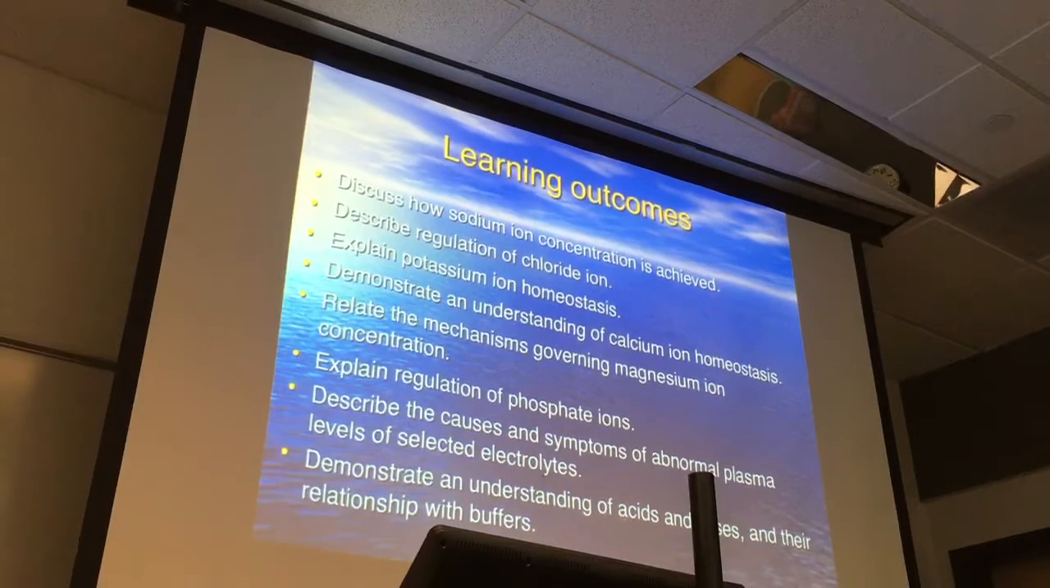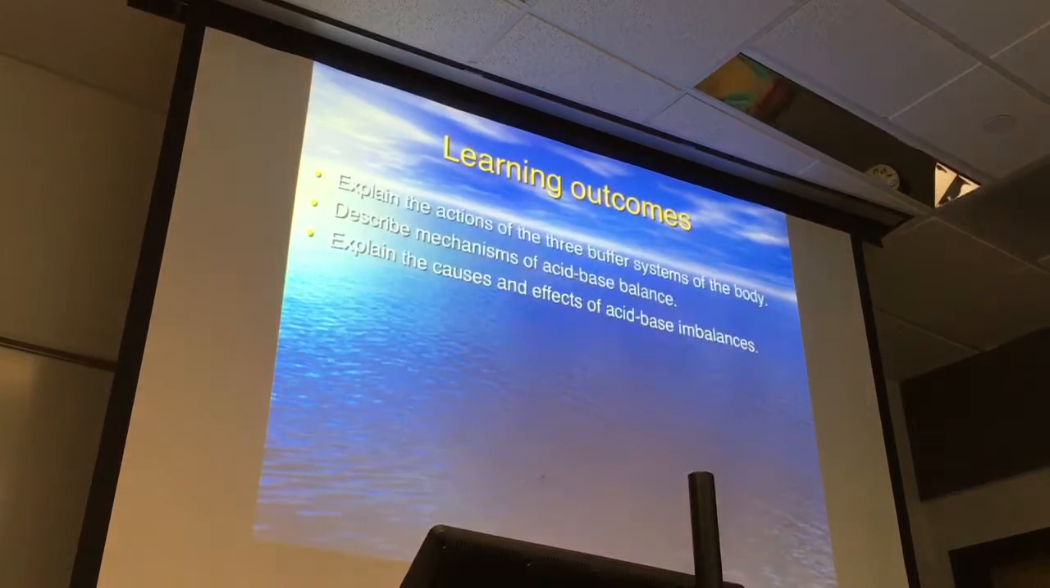So there's going to be tables for these electrolytes that tell you the causes of abnormal concentrations of those electrolytes and the symptoms of them if you have abnormal. They're interesting to look at and you should be aware of those. Then we begin acid bases, demonstrate an understanding of acids and bases and their relationship with buffers, okay? And I will cover buffers in case you didn't get it first time through in whatever chemistry course you took. Explain the actions of the 3 buffer systems of the body.